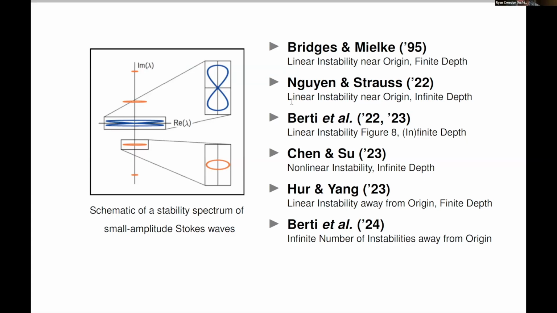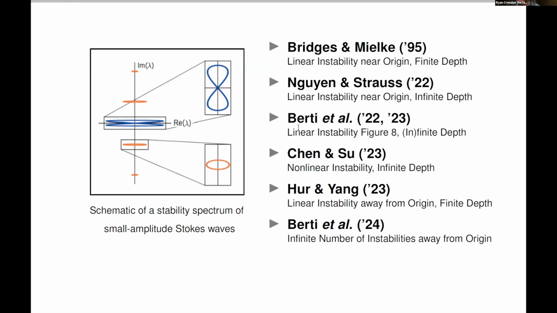There was a paper by Wahlén and Strauss that was able to take the Bridges and Mielke paper and extend it to also work for infinite depth. Their paper basically gets both finite and infinite depth results for eigenvalues near the origin that enter the right half complex plane. And so we can definitively say that we have a proof of the Benjamin-Feir instability.